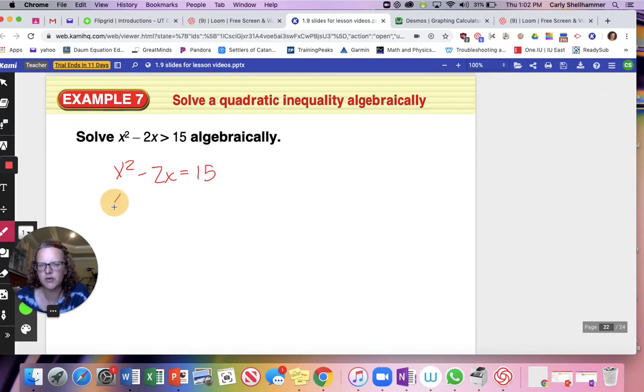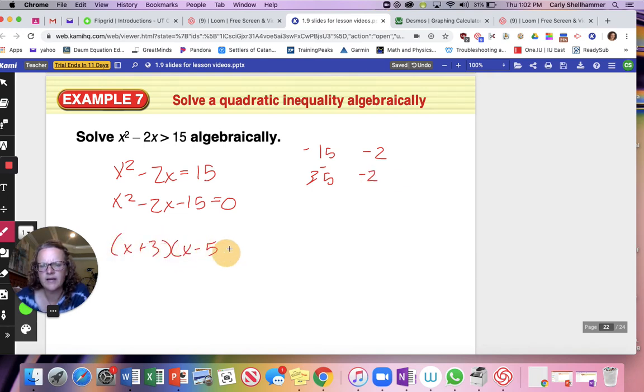So if I subtract 15 from both sides, see if I can find two things that multiply to negative 15 and add to negative 2. 3 times 5 works. And if I make the 5 negative, if I add those, I'll get negative 2. So x plus 3, x minus 5. That means the two zeros are negative 3 and 5.